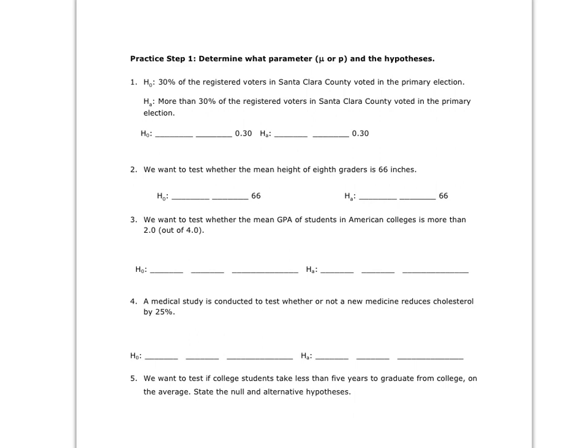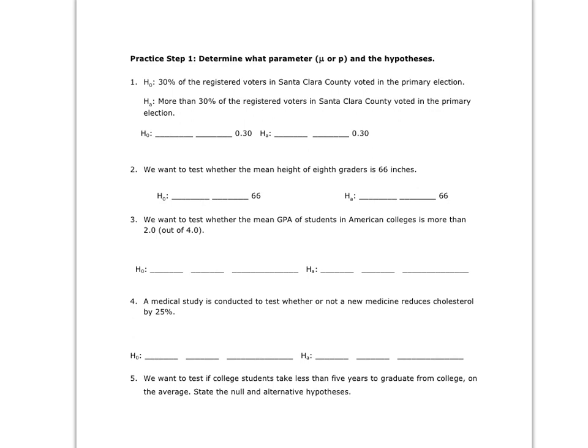Okay, so let's practice step one. First of all, we want to determine what parameter we're testing about, either mu or p, mean or proportion, and then we want to write down what the hypotheses are. So this first one, we're actually given the hypotheses in words, and we want to write down the symbolic notation. The null hypothesis is 30% of registered voters in Santa Clara County voted in the primary election. And the alternate is more than 30% of the registered voters in Santa Clara County voted in the primary election.